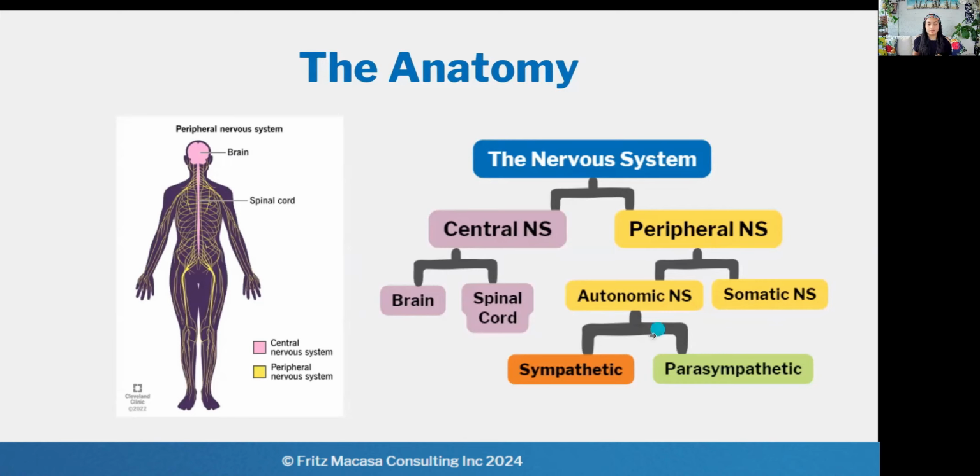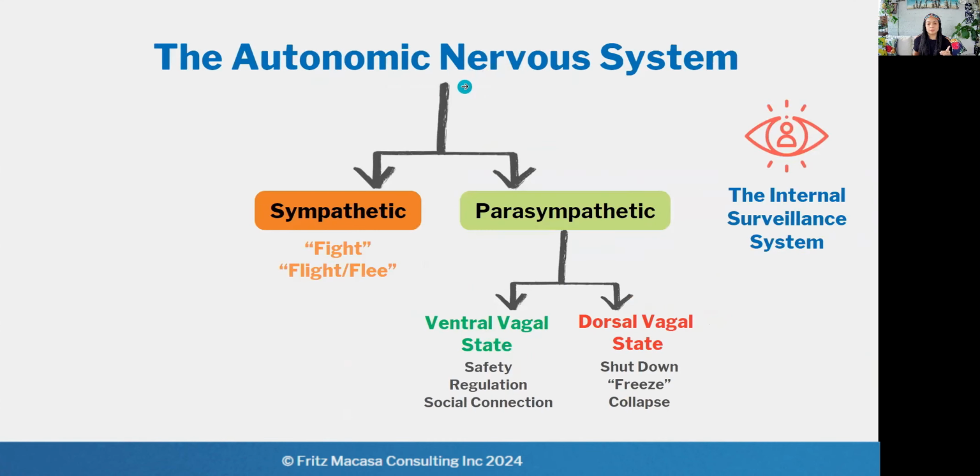So we're going to talk a lot about this. And although we cannot always control the autonomic nervous system, we definitely have the agency to influence it using the somatic resources that you learn here inside this course. So let's go a little bit deeper into the autonomic nervous system. Again, this is the part of us that is unconscious, and I like to think of it as our inner surveillance system. It is the internal alarm that we have that is always working 24/7.